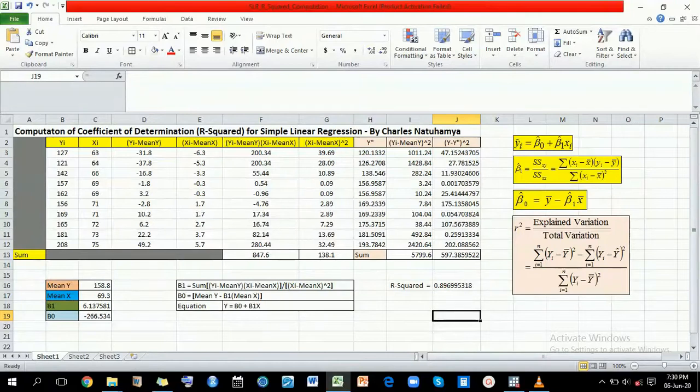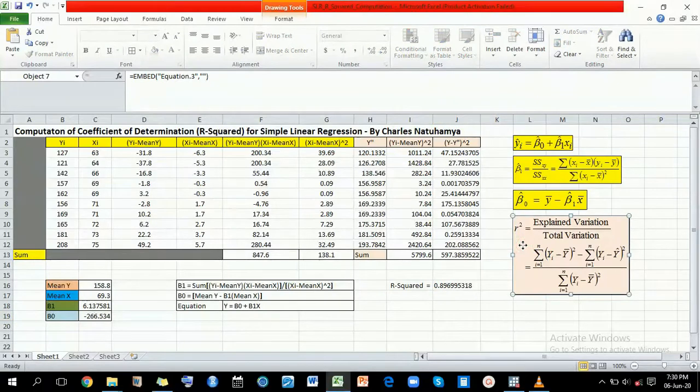In the previous video we looked at how we can compute regression coefficients of a simple linear regression model, and today we're adding how we can compute the coefficient of determination, or the so-called R squared, still in simple linear regression model. So this is the formula for computation of R squared, or coefficient of determination. It is basically the ratio of explained variation to total variation.